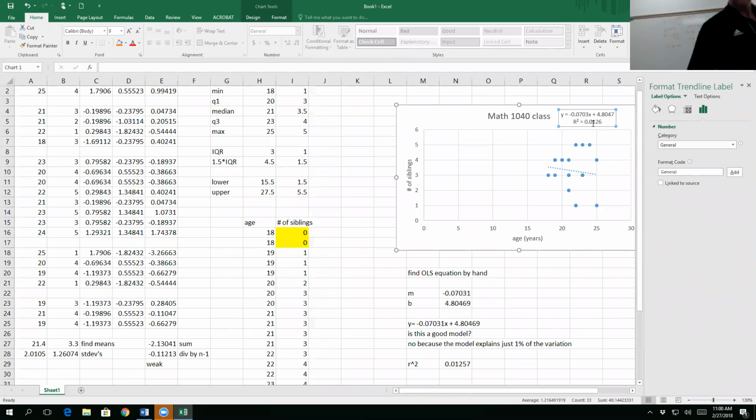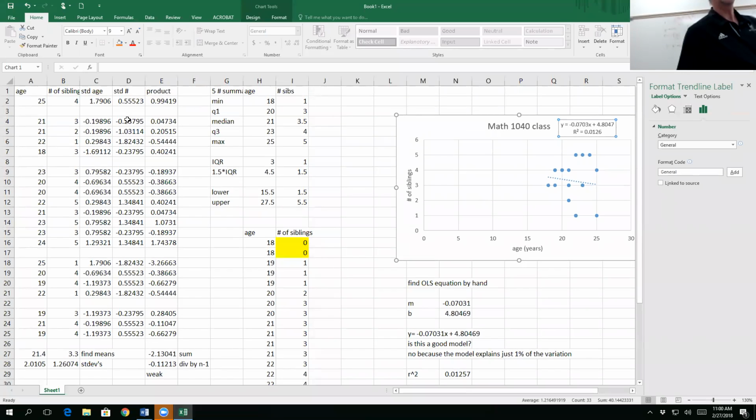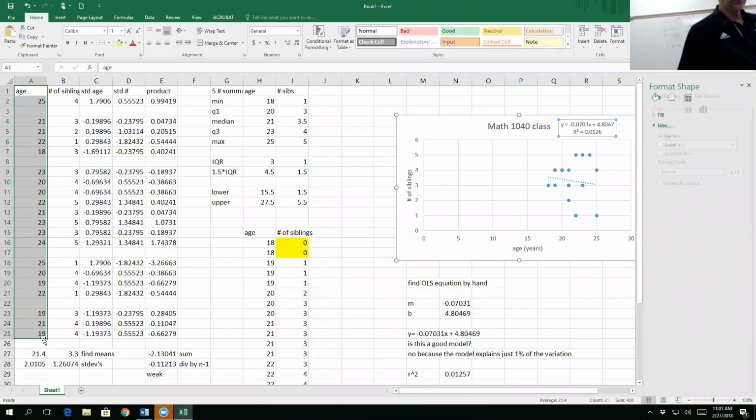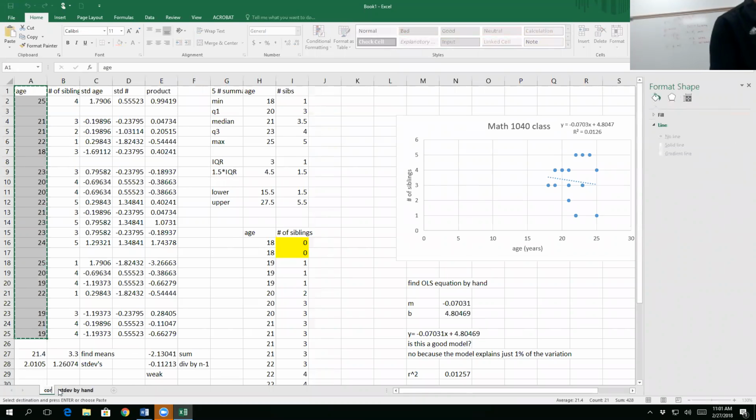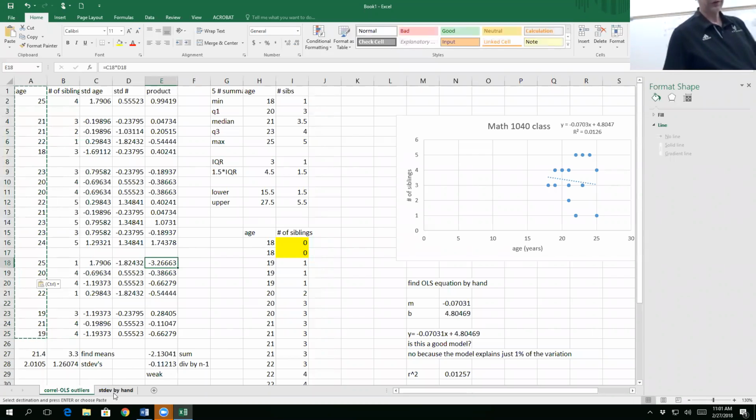All right. So the last thing, do you want to do age, standard deviation of age or siblings? Age. Okay, so we're going to take out our outliers. I'm going to just do this on here. So this is standard deviation by hand, and this is correlation and OLS and outliers. All right, now we're doing standard deviation by hand.